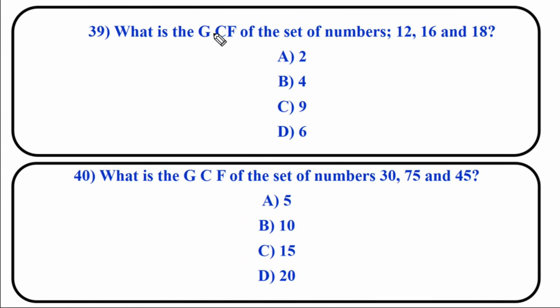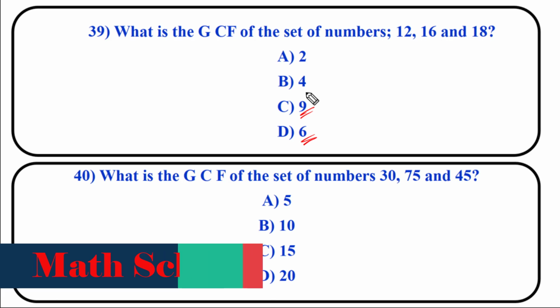Number 39, what's the GCF of the set of the numbers 12, 16, and 18? Ask yourself now, 12, 16, 18 are divisible by what at the same time? If you take 6, 12 and 18 are divisible by 6, but 16 is not divisible by 6. So 6 is not the GCF. Take 9, 18 is divisible by 9, but 12 and 16 are not divisible by 9. So 9 is not the GCF. 4, 12 is divisible by 4 and 16 is divisible by 4. Now 18 is not divisible by 4.